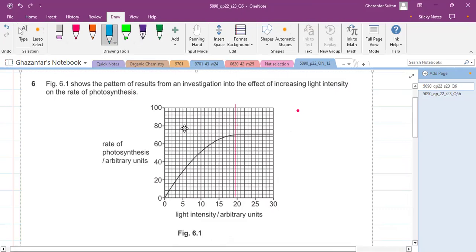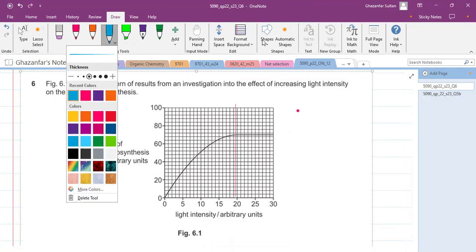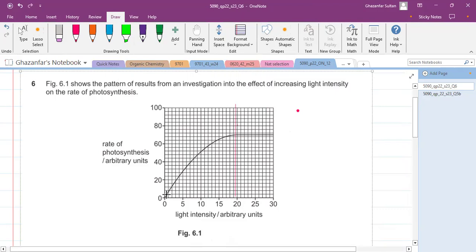Another important point is that there is a straight line up to about 5, or no, not 5, here it is, up to 5. Up to 5, there is a regular increase in the rate of photosynthesis. So you have to observe these 2 points.